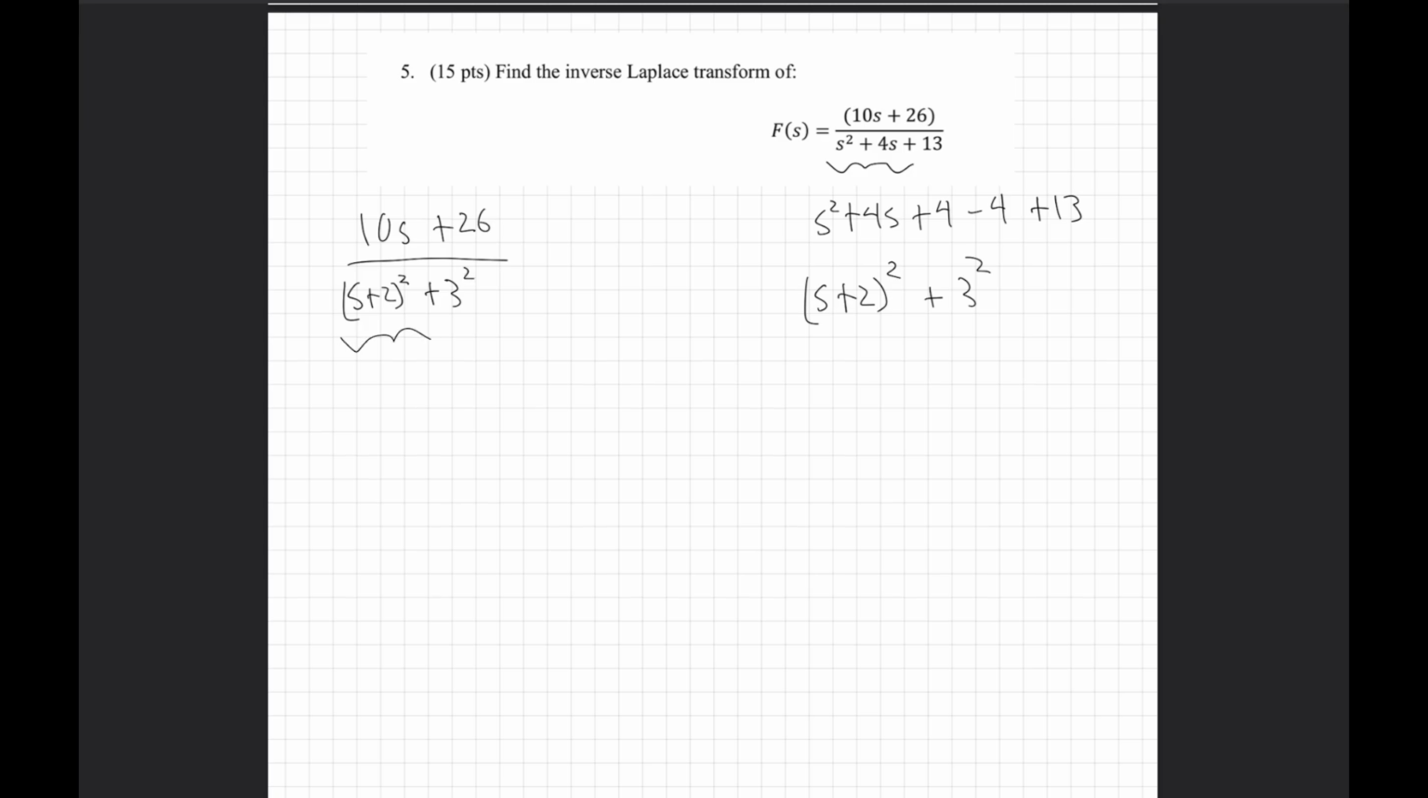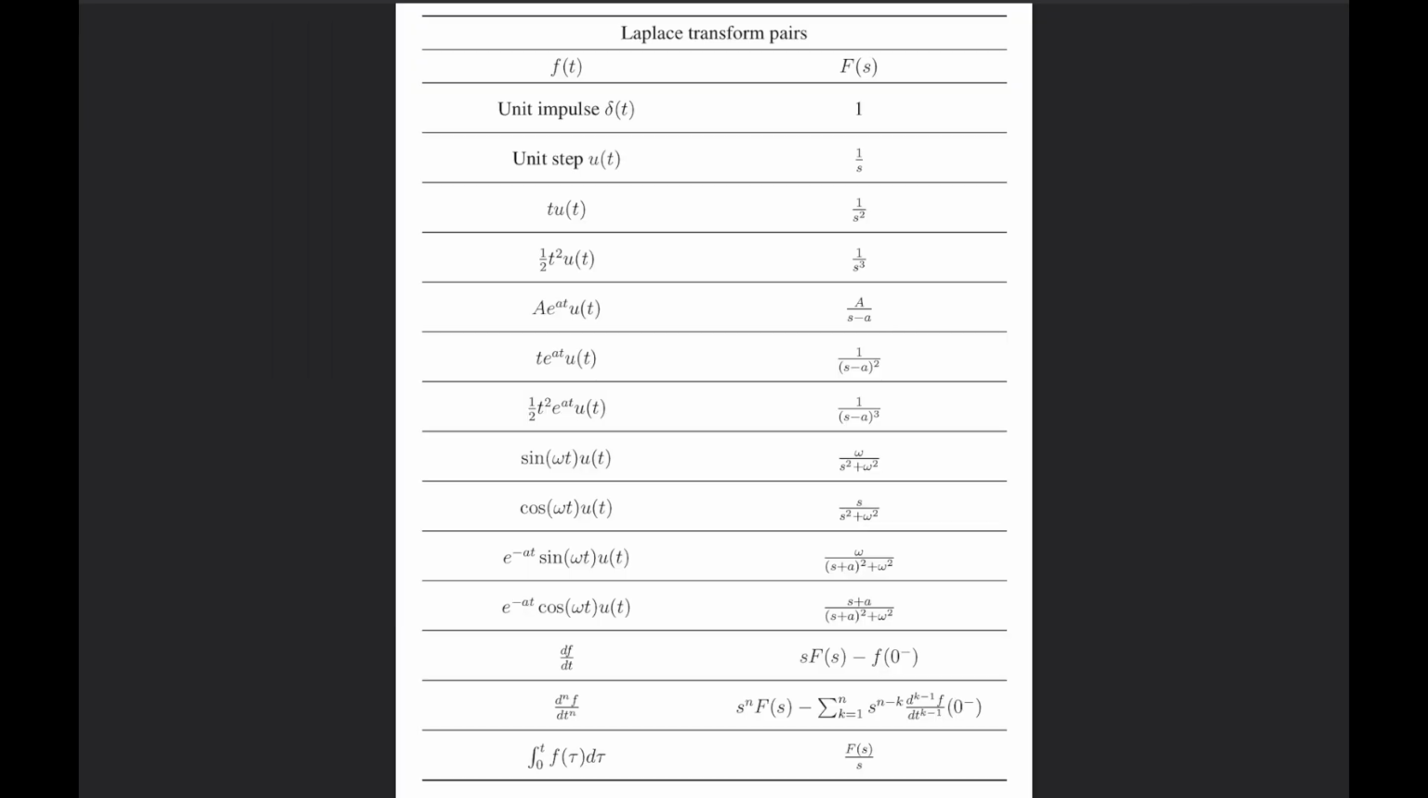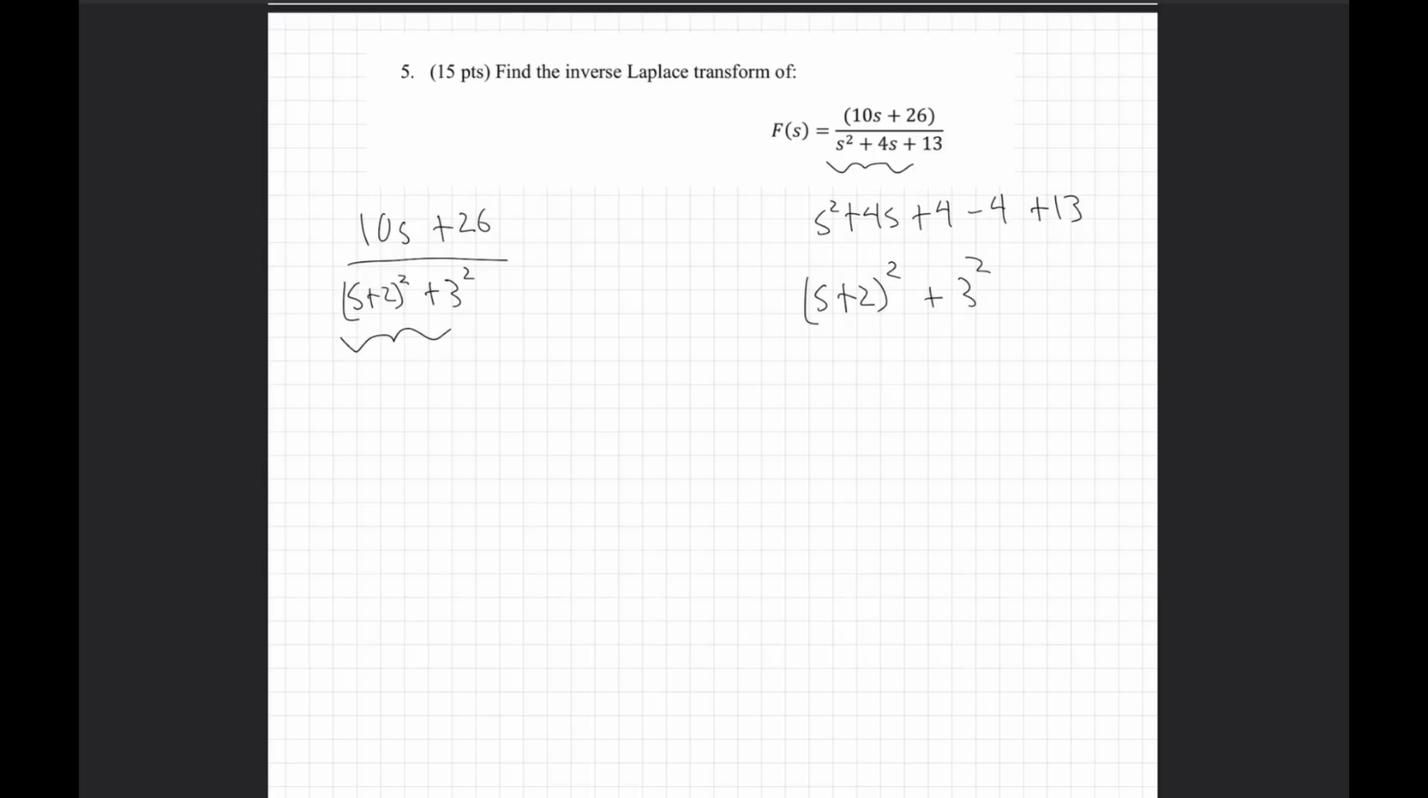So this denominator now looks like the form right here for e to the negative at sine omega t, and same thing for e to the negative at cosine of omega t. So that's good. Now we need this numerator to be in the form like s plus a or omega, and we'll actually have both. So we're going to take out the 10. We get 10 times s plus 2.6. And what we can do is make this equal to 10 times s plus 2 plus 0.6, which is equal to 10 times s plus 2 plus 6.